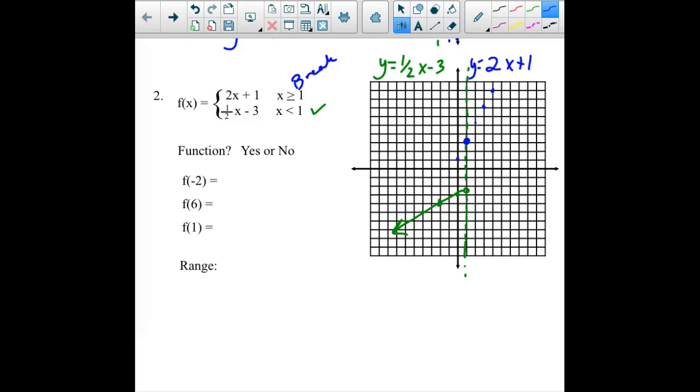Okay. So I'm going to get rid of this extra dot over there because it's on the wrong side. And then I can draw in my line. Okay. Does it pass a vertical line test? Yes? Okay. Which function do I use for x being -2? X being -2. Bottom one? Okay. So we've got 1/2 times -2 minus 3, which gets us what?